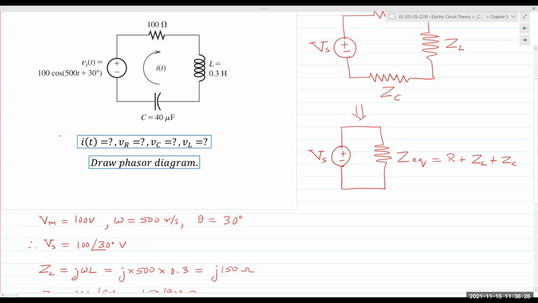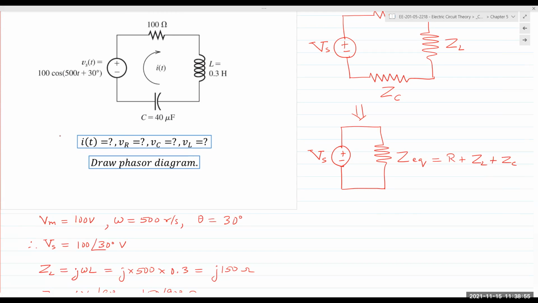What's the difference? Anyone? They're exactly the same. So I of t, here t is not mentioned, but it's still asking you for voltage across the resistor as a function of time, Vc of t, Vl of t. So if it's lowercase, with or without the time, it is asking you for the time domain expression.